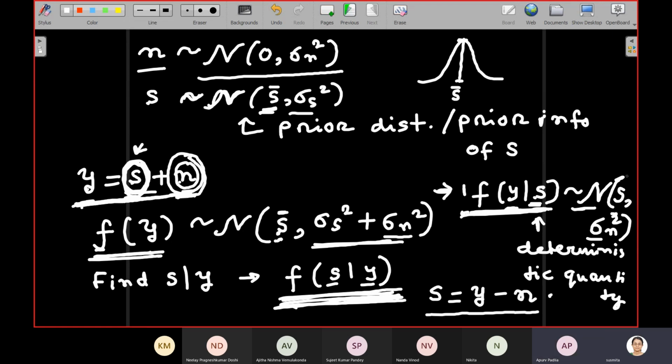Ma'am, Y and N are not independent, so I think we cannot. Exactly. Y and N are not independent. Very good. See, S and N were independent, so whatever value S takes, N is not affected by that. But the moment we say that Y is given, we cannot say that N can take on any value, because Y and N are not independent. So we cannot follow this approach for this one.